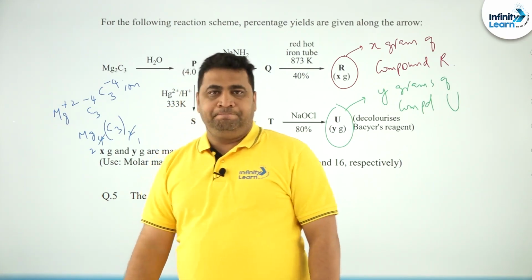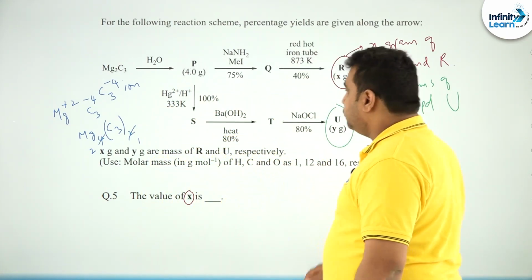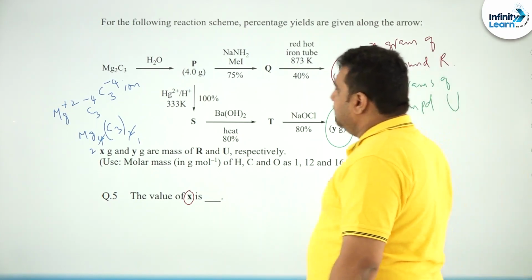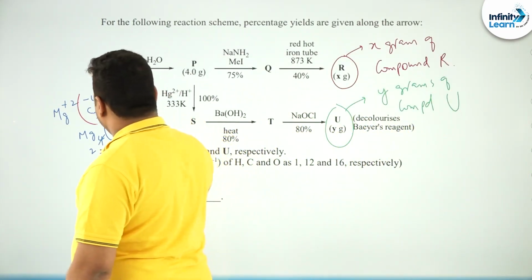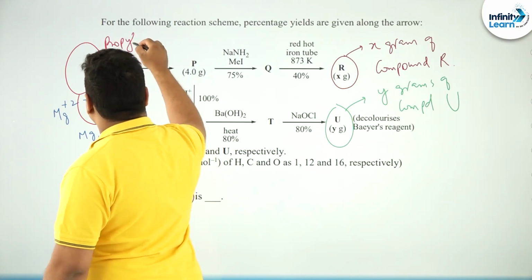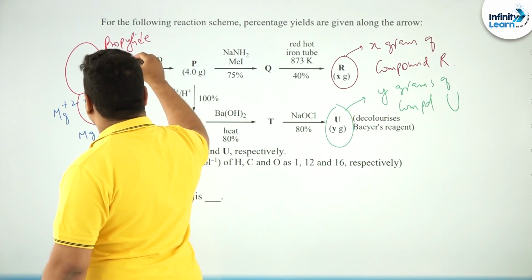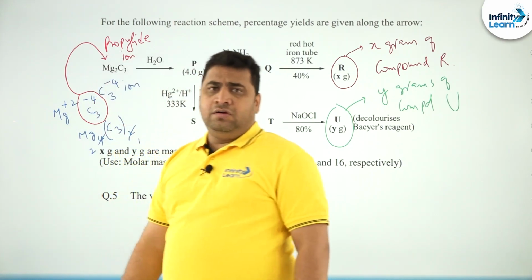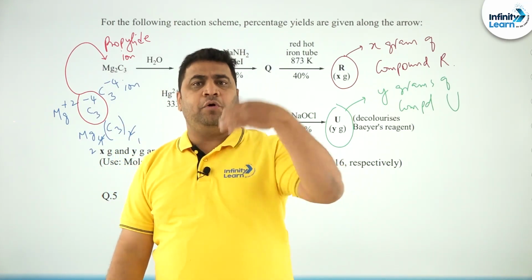Mg2C3. Are you getting it? So, that is why some students get confused. Therefore, the ion which is present in this is nothing but called the propylide ion. C3 propylide means the ions which will give propyne.